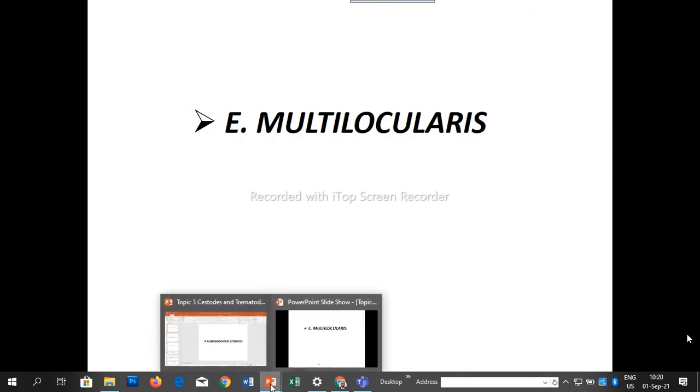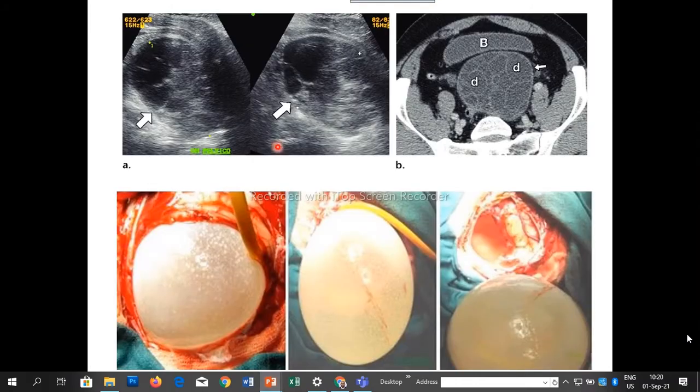Human being is an accidental host, not a definitive host, and there will not be any other stage in the human being. It will only stop at hydatid cyst formation. Diagnosis: you can't find eggs in the feces of a human. Diagnosis is serological. You can perform echography, as you can see, this is ultrasound. So you can perform ultrasound. You can perform serological tests to find the antibody against those hydatid cysts and so on. But no stool examination.